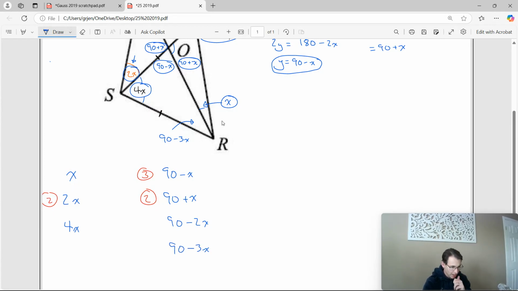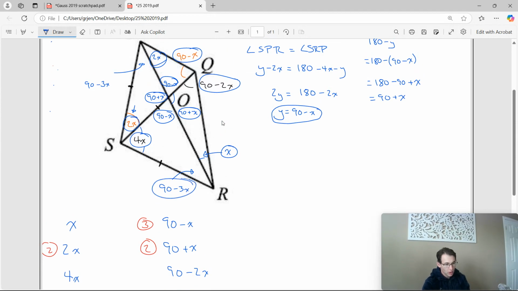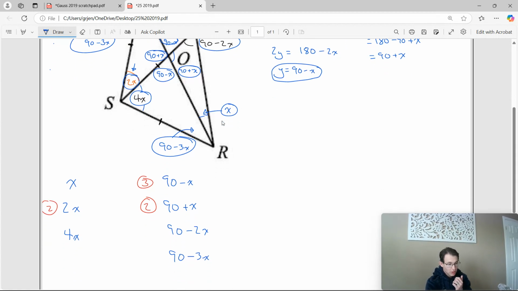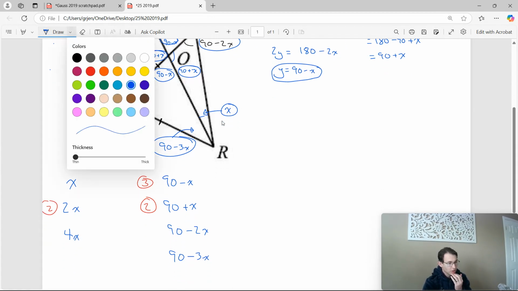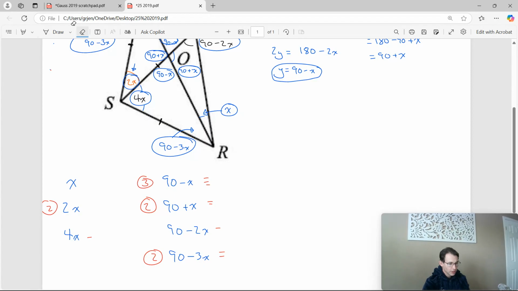Now let's count up our angles. Oh wait, we have two 90 minus 3x's. 1, 2, because it was isosceles, and that's what that worked out to. Lovely. So now let's count up our angles. So I'm just counting here. 1, 2, 3, 4, 5, 6, 7, 8, 9, 10, 11, 12. Good. We've counted all of our angles. Lovely.